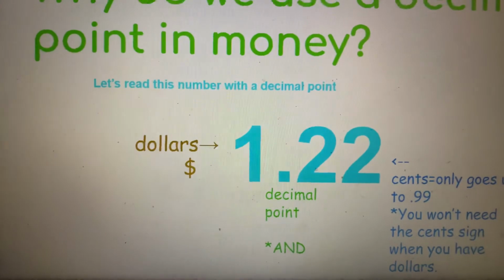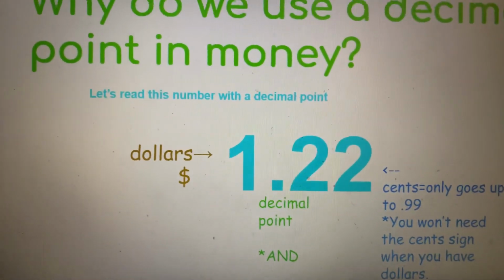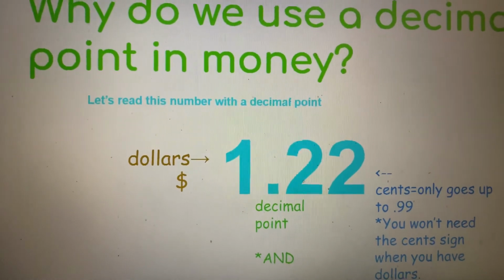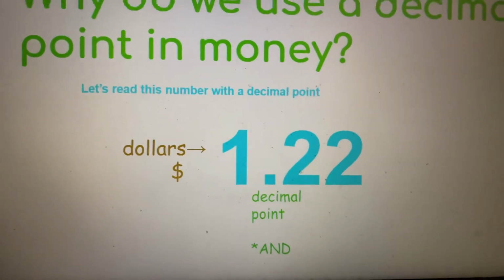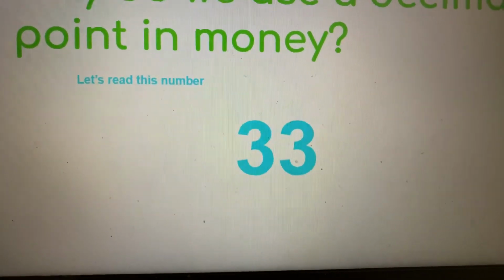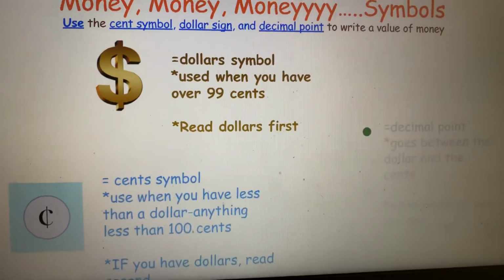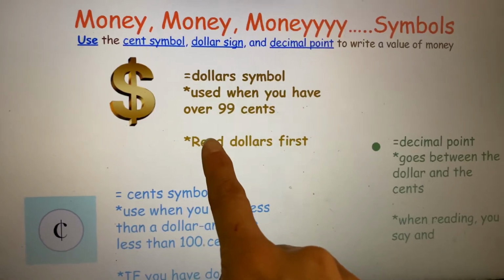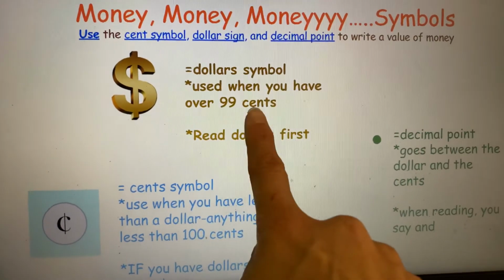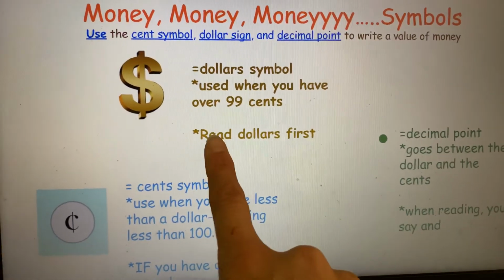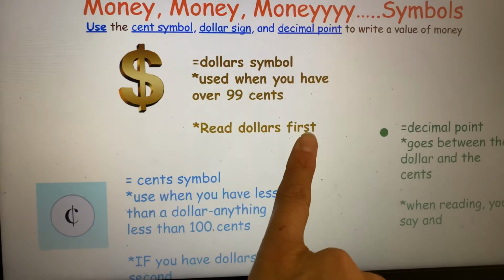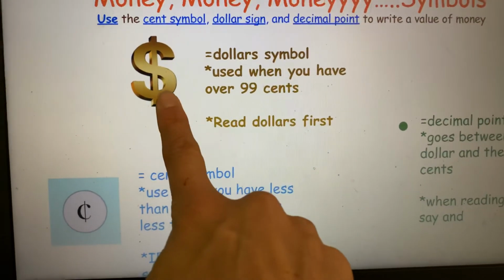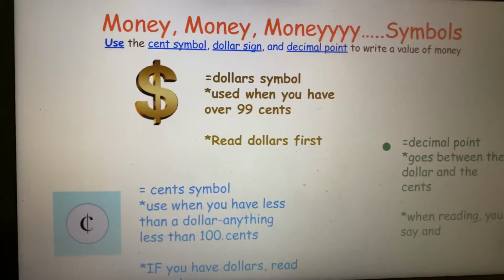So I think that's all I have for you right now. That's just our symbols. And again, let's go back real fast. I just want to go through these symbols real fast so you can use them throughout the week. You have our dollar symbol. This is used when you have anything over 99 cents. You read the dollars first. For example, in our number, we said $1. You would see that symbol there.